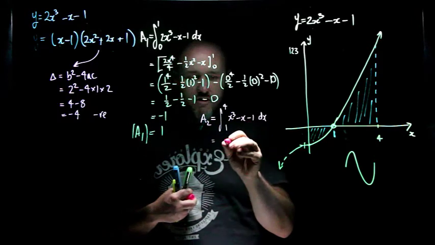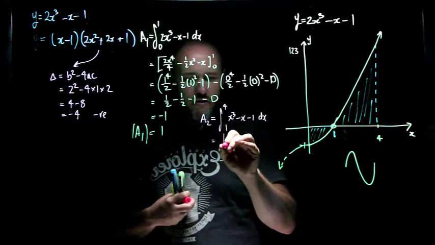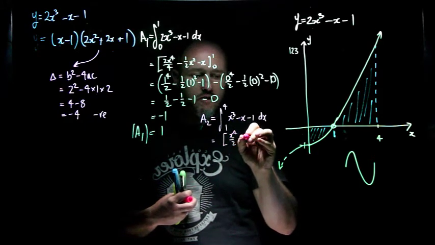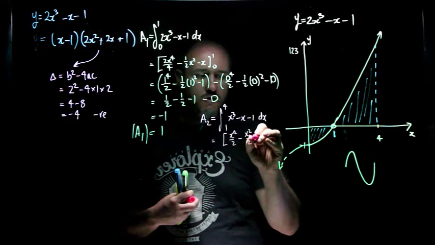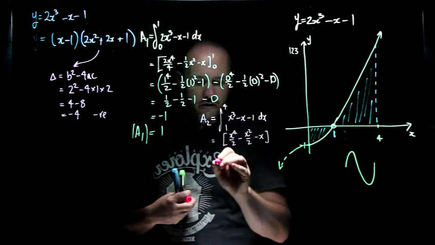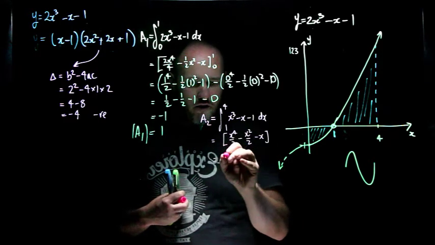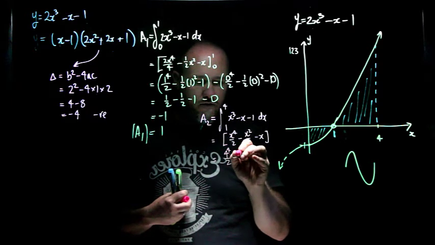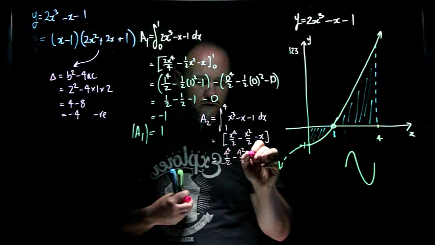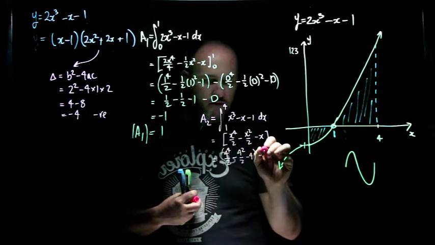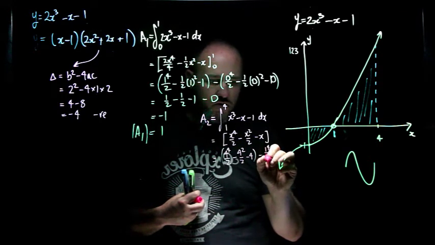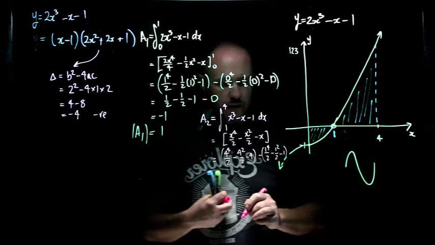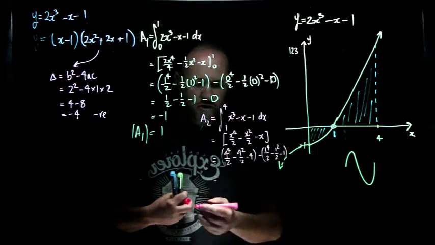Now I've done an integration before, so why repeat it? I'll just write down the answer, x to the power of 4 over 2 minus x squared over 2 minus x. And now I'll write down my substitution line, and that is 4 to the power of 4 over 2 minus 4 squared over 2 minus 4. Subtract from that 1 to the power of 4 over 2 minus 1 squared over 2 minus 1. And now I have to do that evaluation.